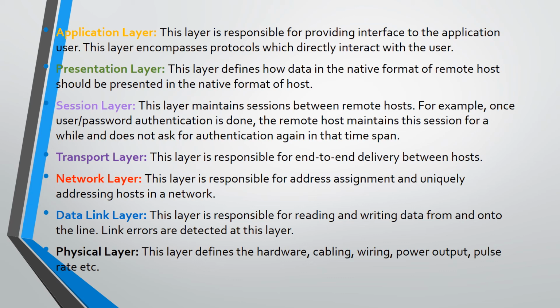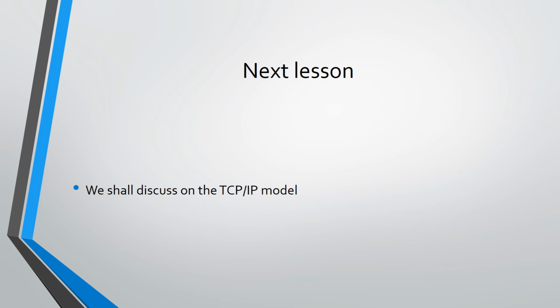The transport layer is responsible for the end-to-end delivery between the hosts. The network layer is responsible for address assignment and uniquely addressing the hosts in a network. The data link layer is responsible for reading and writing data from and onto the line. The link errors are detected at this layer. We have the physical layer, and this layer defines the hardware, cabling, wiring, power output, and pulse rates, among others.